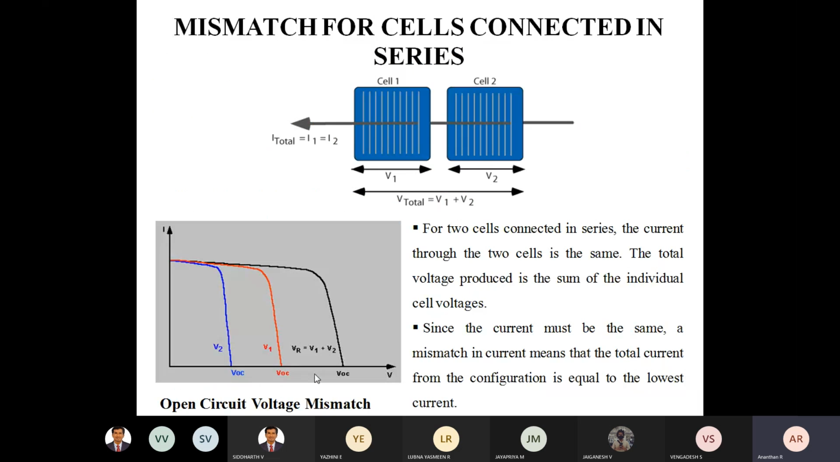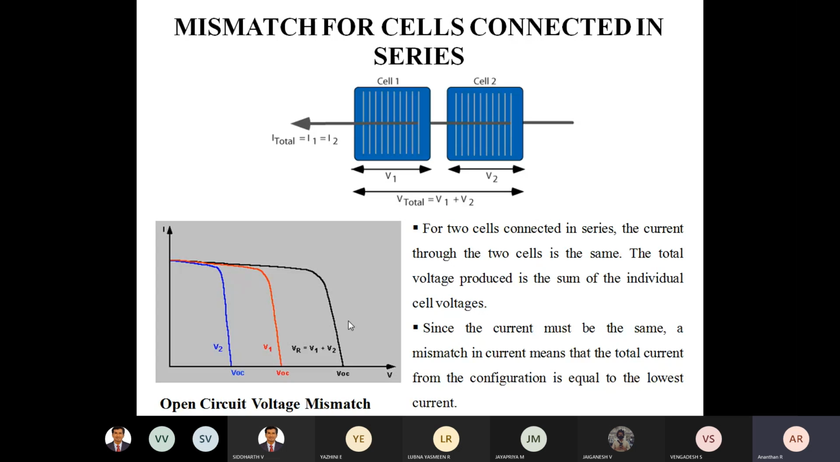Let us say we are connecting solar cells in series. What happens because of mismatches? We'll discuss the mismatches. In the last class I showed you a few slides, and a few of you asked why the output is reducing and how it may be. You can get the answer from these slides, which will explain the detailed reasons for the reduction in output.